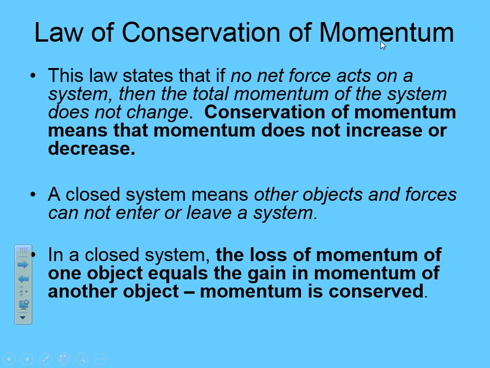So we're going to do a little bit with momentum and kind of talk about how momentum works and how momentum can be conserved. But if one object loses momentum, another object has to gain all of that momentum. Momentum in the universe is always conserved, which means we never lose momentum ever. So just kind of an idea with the law of conservation of mass.